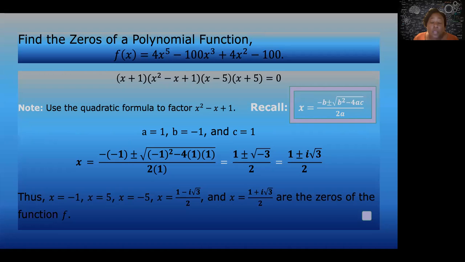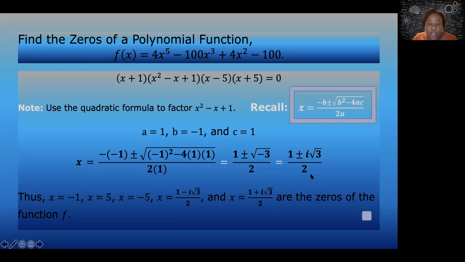Now, to look at the prime quadratic factor, we see that we can use the quadratic formula, like we did in the previous chapter. And in the end result, we see that x equals 1 plus or minus i times the square root of 3, all divided by 2. So in other words, this splits into two zeros, and they are complex zeros.